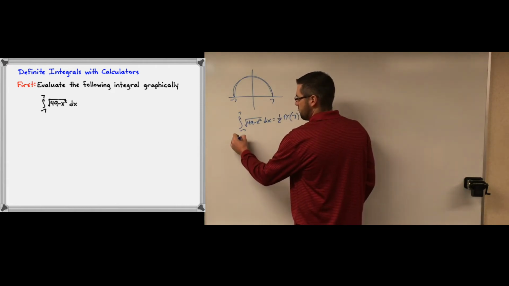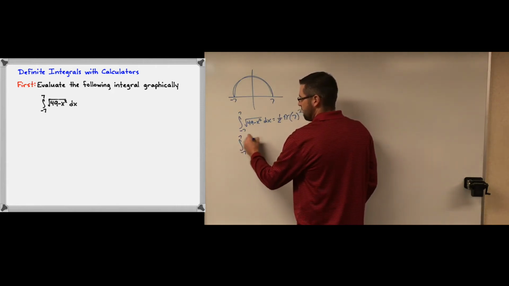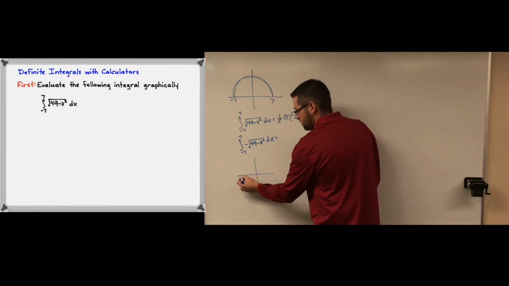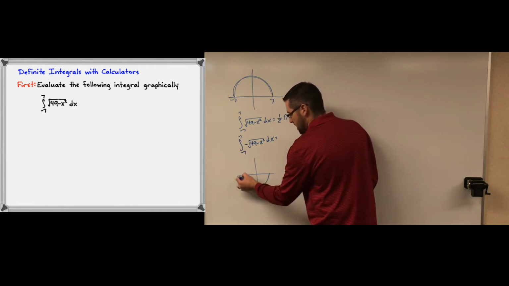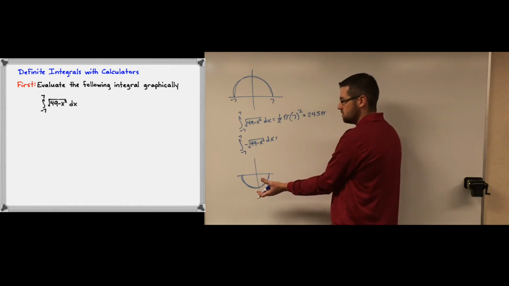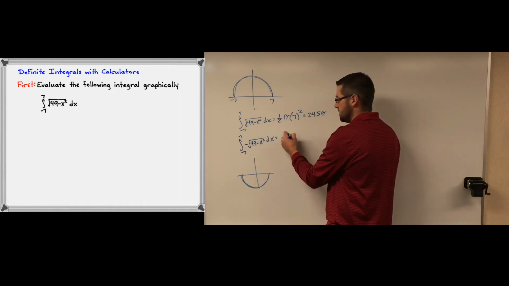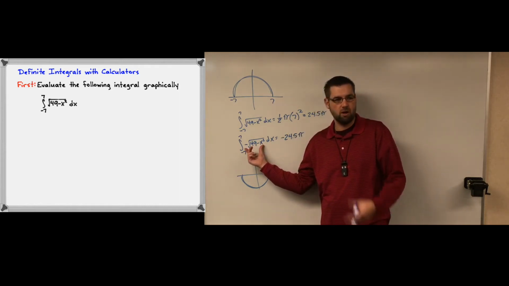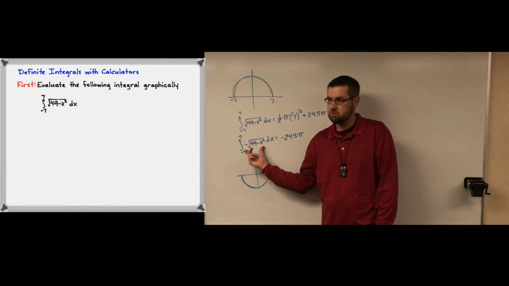So if I said the integral from negative 7 to 7 of negative rad 49 minus x squared dx, then we are finding the area under the curve, or the area bounded by the x-axis and the curve, but because it's below the x-axis, it is negative. So it's the same answer, it's negative. But my point is that this equation is the equation for the bottom half of the semicircle, right?